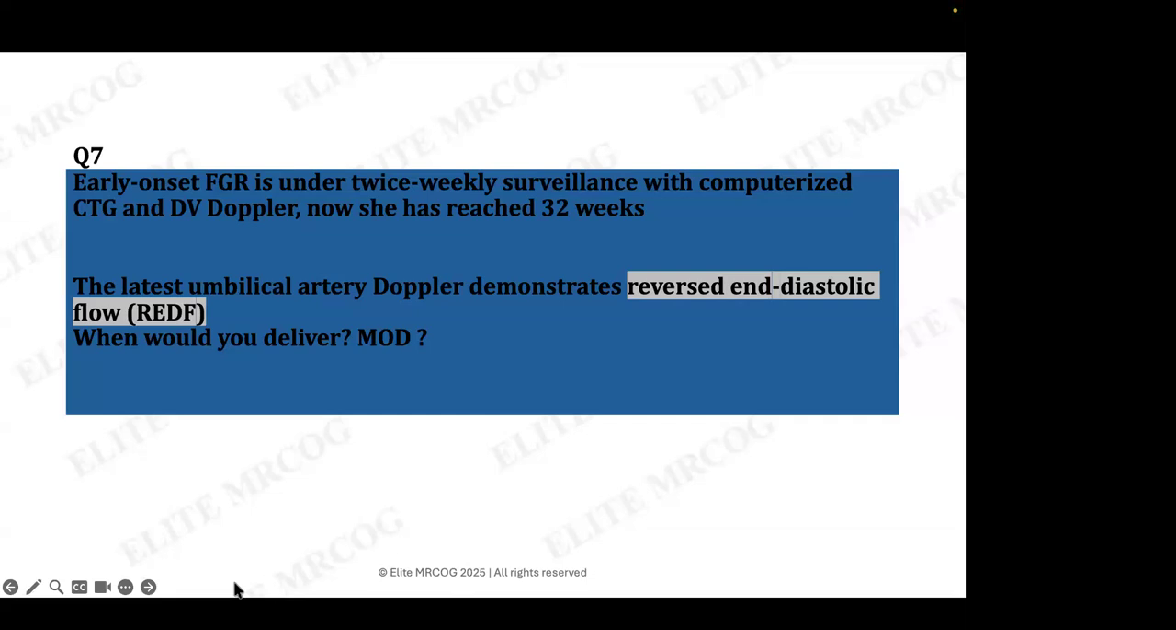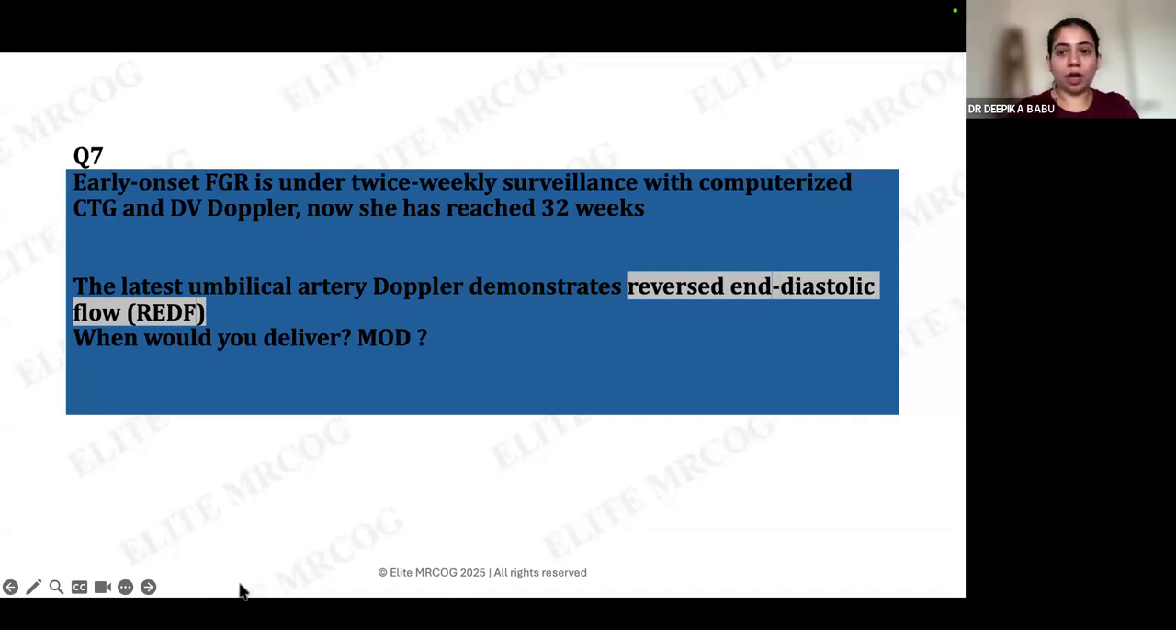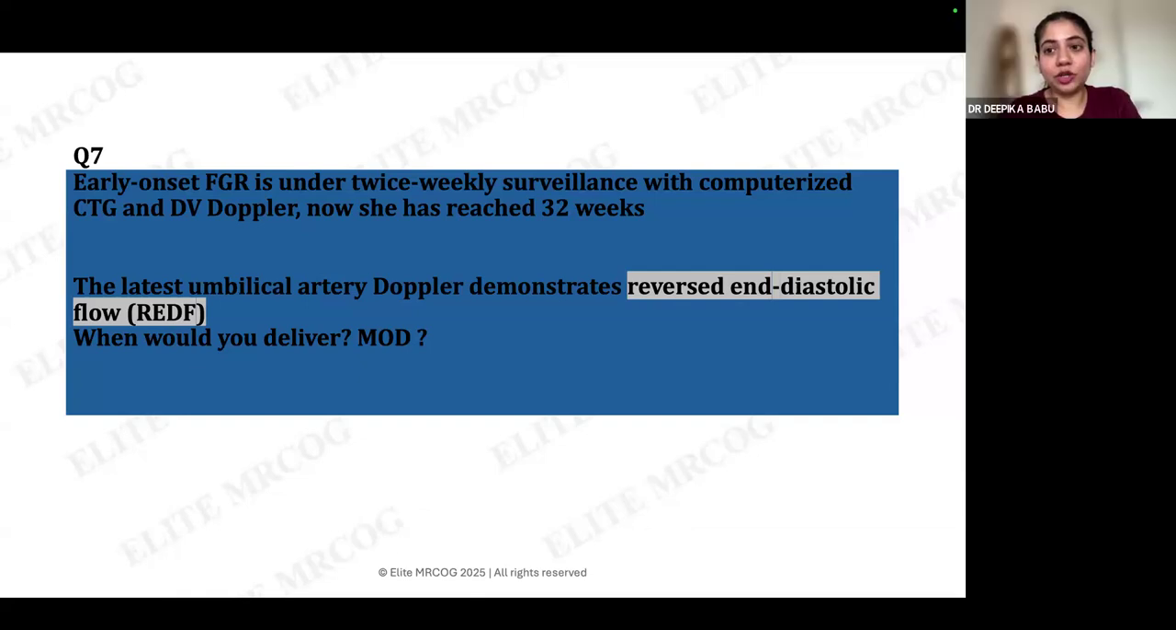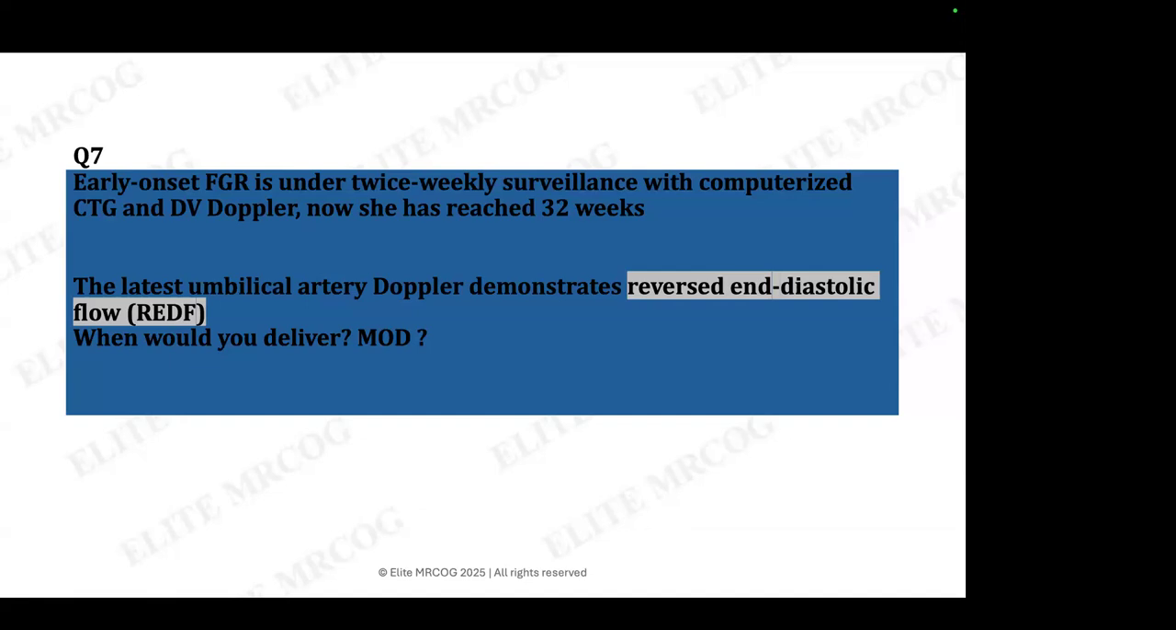Deliver now, cesarean section. Cesarean section, but we'll cover her with corticosteroid first. Will you deliver her now? Not category 1. It will be category 2 or 3, but we'll admit her. My question, at 32 weeks, will you deliver her or not? Category 3, so we will not deliver her today.